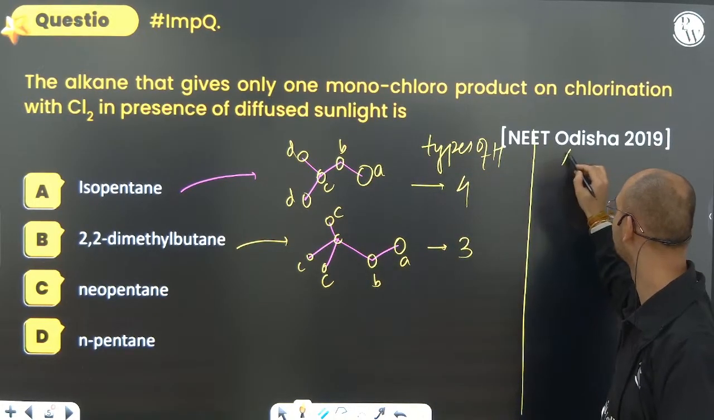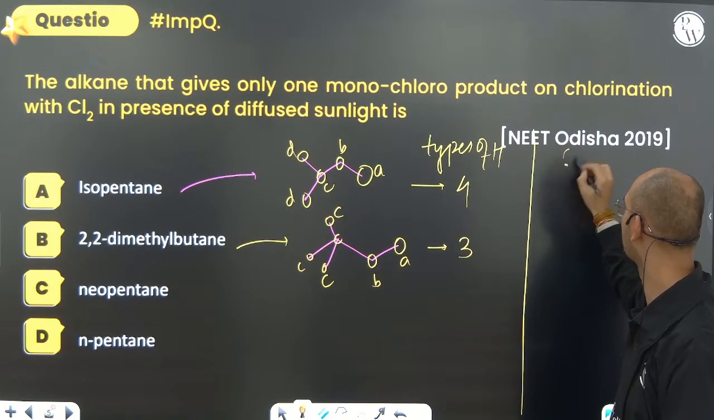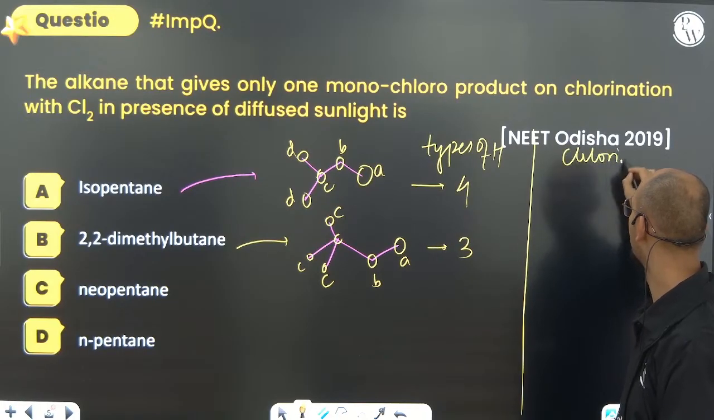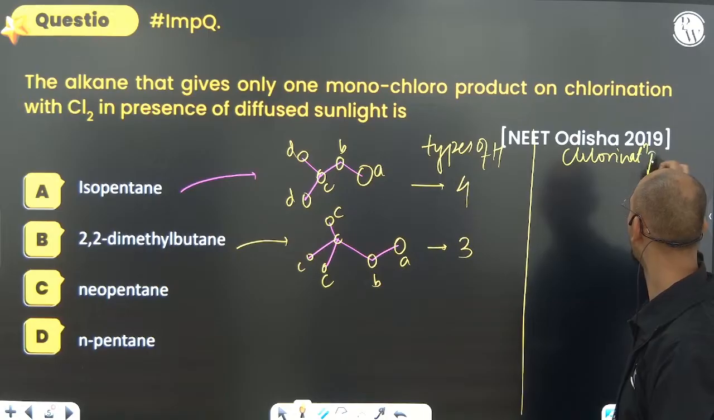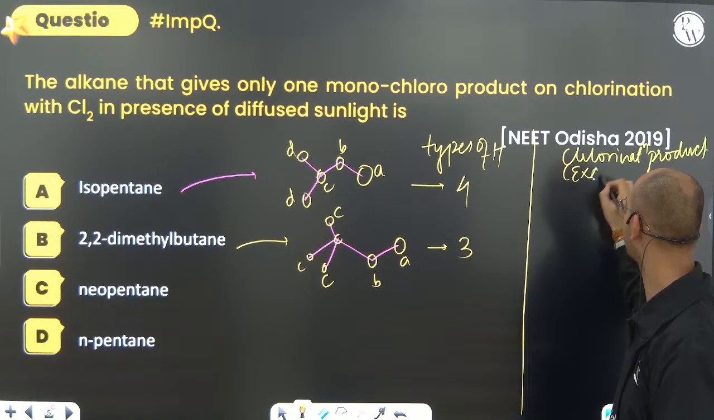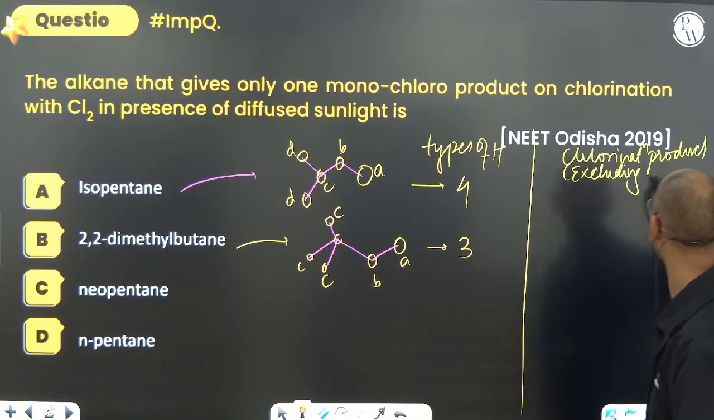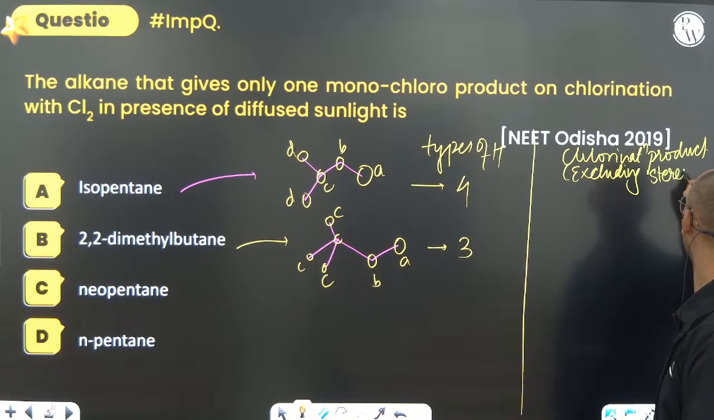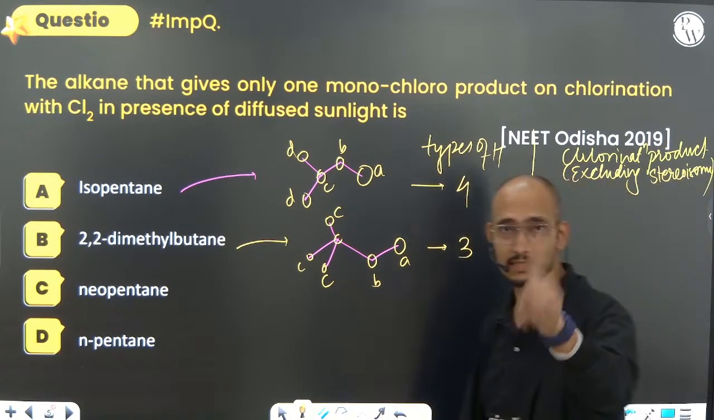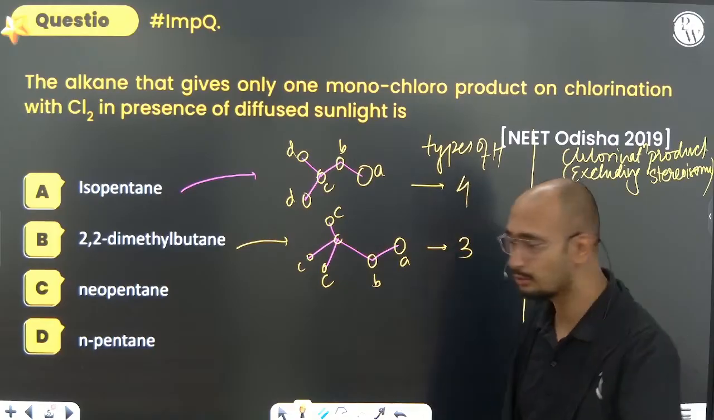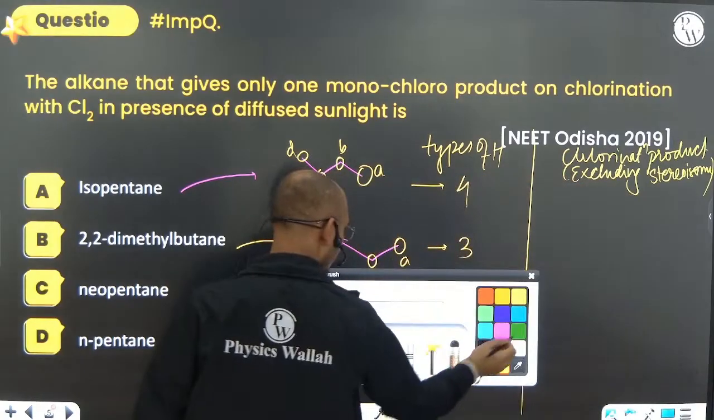So 3 types means 3 chlorination products will be there, excluding stereoisomers. See, whatever I'm answering is excluding isomers, not including isomers. Okay, so now let's move ahead.